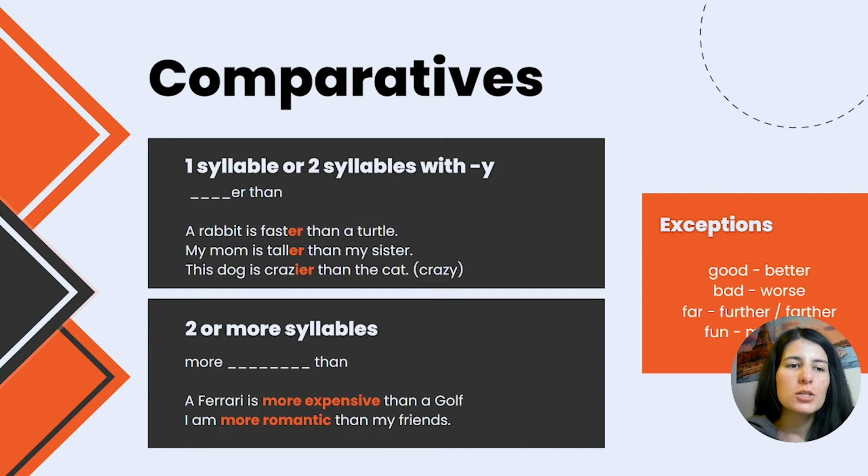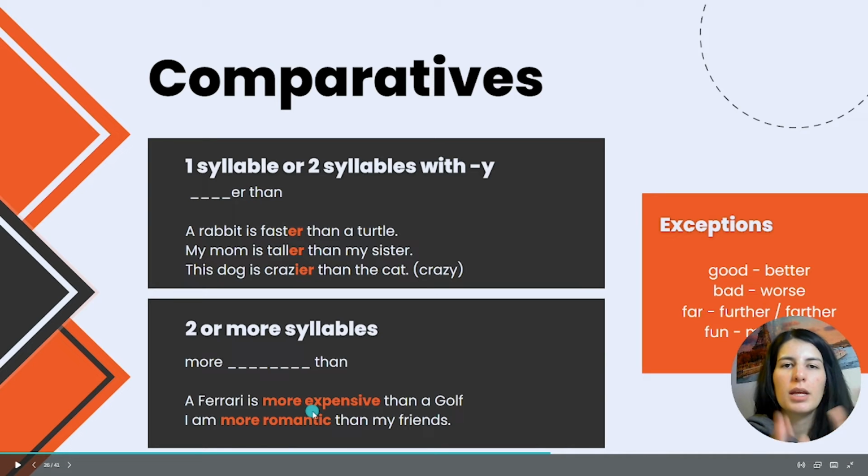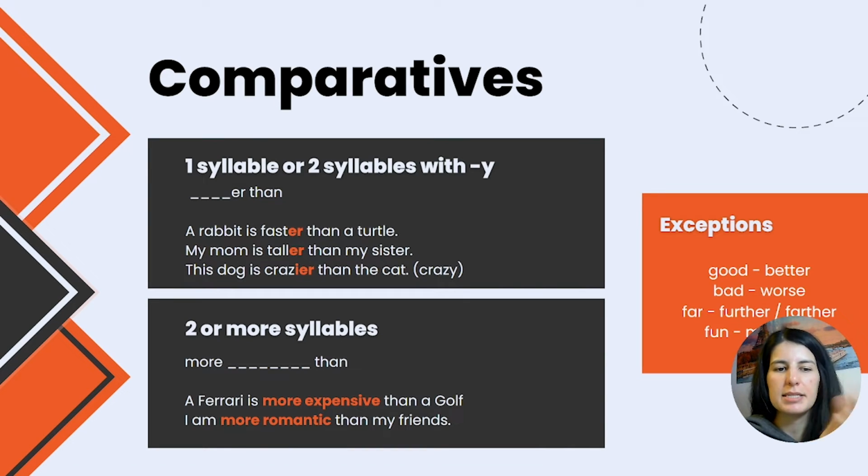Okay, so a little recap. 1 syllable or 2 syllables ending in Y will take the suffix ER at the end. Now, for adjectives that have 2 syllables but don't end in Y, or more, we are going to put more. Just leave the adjective as it is, then. So let's get the word expensive, for example. Expensive. Again, we got expensive. 3 syllables, right?